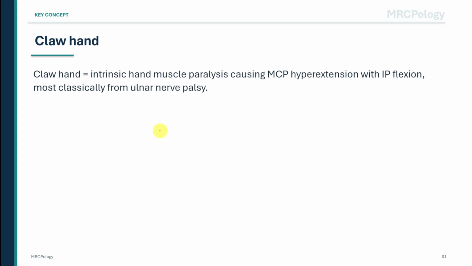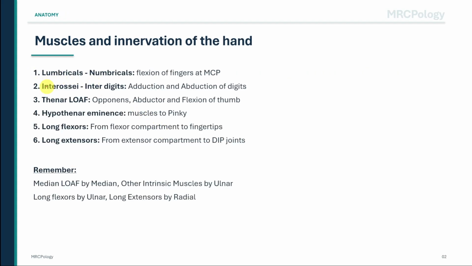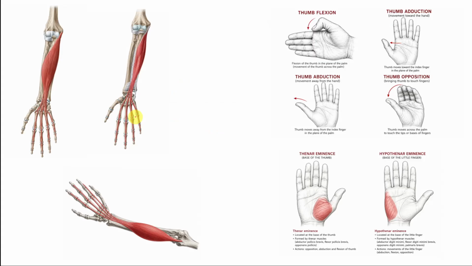The muscles in the hand include the lumbricals, interossei, thenar eminence muscles, hypothenar eminence muscles, and long flexors and long extensors, which arise from the forearm. The lumbricals flex the fingers at the metacarpophalangeal joints and extend them at the interphalangeal joints. Remember lumbricals as number-icals because they cause flexion of the fingers, just like when counting fingers.